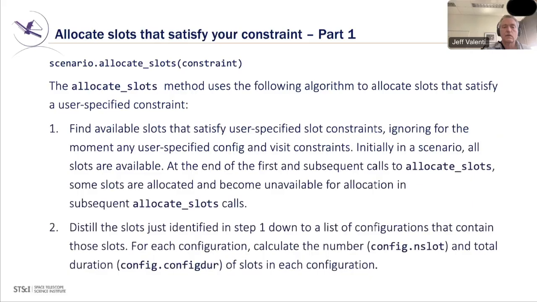All right. Now we've got a constraint. We've instantiated a scenario, and we've got our constraint variables, and we used it to specify a constraint. Now we're going to allocate slots out of the pool of slots that were in that input file. So here's the algorithm. First, we find all slots that satisfy the constraints that we just constructed, ignoring all slot level constraints, ignoring for the moment the config and the visit level constraints.